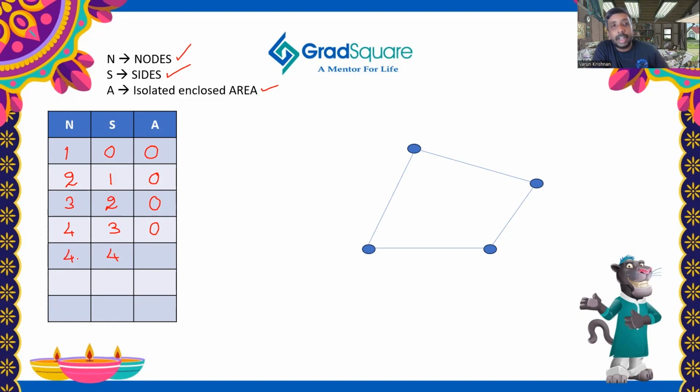But what is happening when I join one node with another pre-existing node is that I will end up creating one enclosed area. So this is an isolated enclosed area. So if I increase the number of sides while keeping the number of nodes constant, the number of areas is going to increase by 1. And this is always going to happen: when I introduce a new side, either I will increase the number of nodes or I will increase the number of areas.